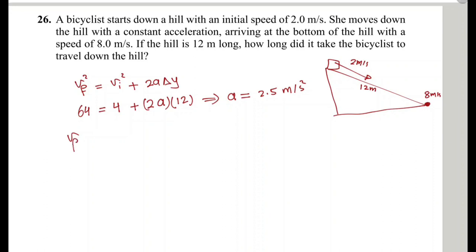Now V final equals V initial plus aT. In other words, 8 equals 2 plus 2.5 times T. You do this, and find T equal to 2.4 seconds.